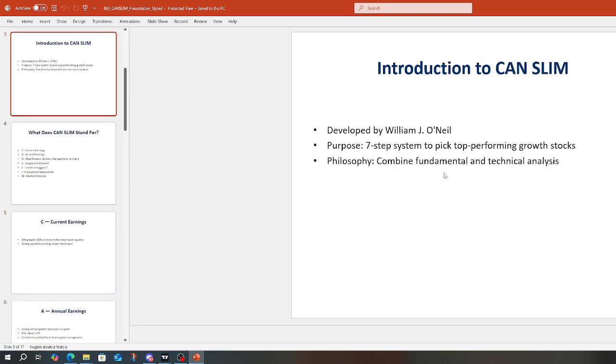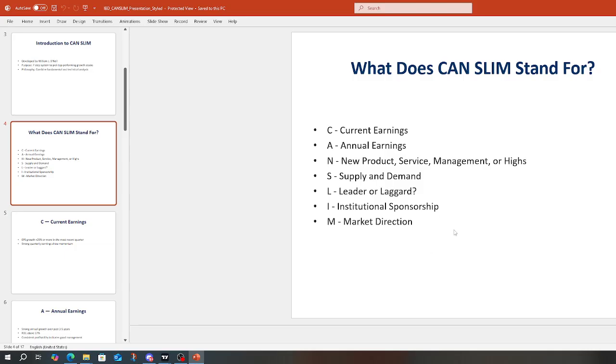Let's go through the steps. The main strategy for them is CANSLIM. What does CANSLIM mean? When you are investing with their strategy, they want you to look at 7 different things when you invest in a stock.